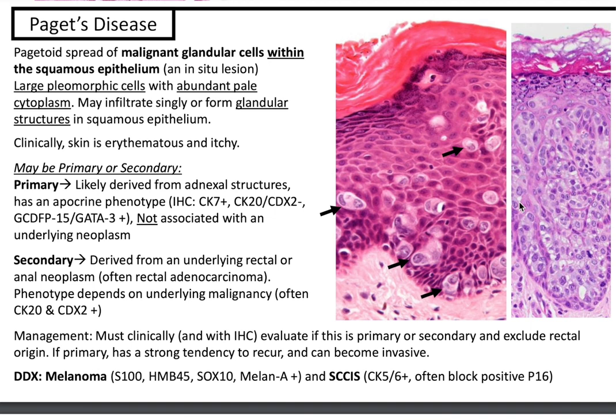Secondary Paget disease is derived from an underlying rectal or anal neoplasm, often rectal adenocarcinoma. The phenotype depends on the underlying malignancy, but often CK20 and CDX2 positive. The management must clinically and with immunohistochemistry evaluate if this is primary or secondary and exclude rectal origin. If primary, it has a strong tendency to recur and can become invasive. Your differential diagnosis includes melanoma, which will be S100, HMB45, SOX10, Melan-A positive, and squamous cell carcinoma in situ, where CK5/6 is positive and often block positive p16.